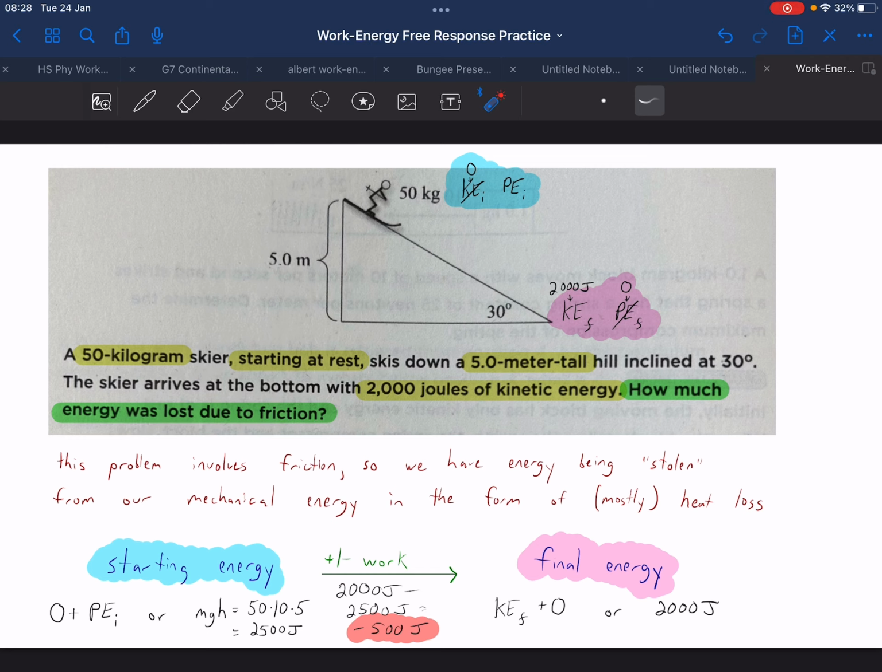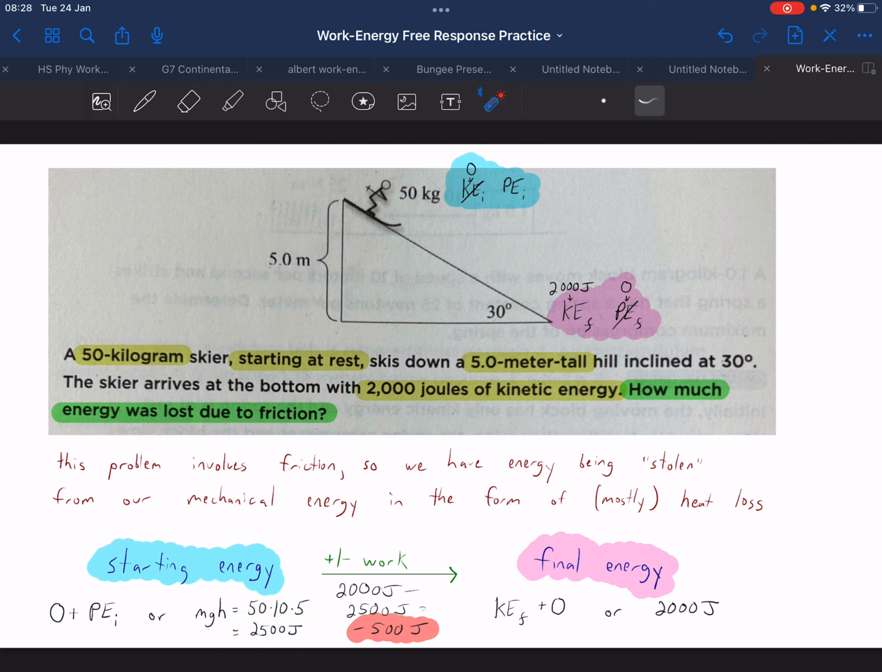Okay, so I'm going to start by looking at my starting energy. My starting energy is just potential because he's starting at rest. So that becomes mgh for potential energy, gravitational potential. And if we do mgh, we get 2,500 joules.